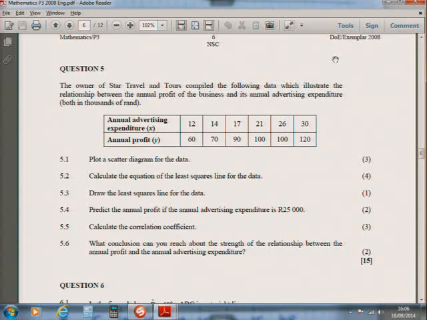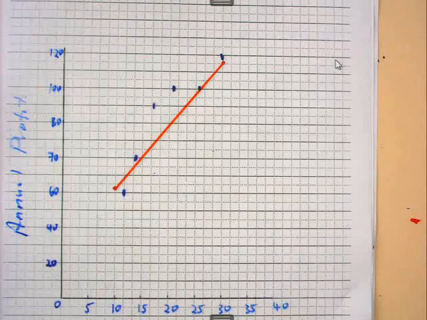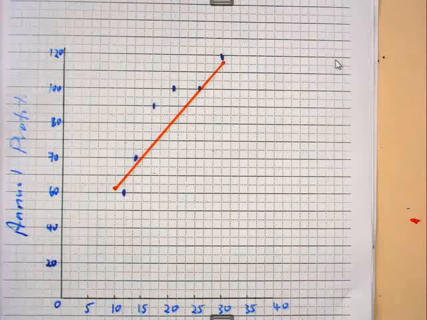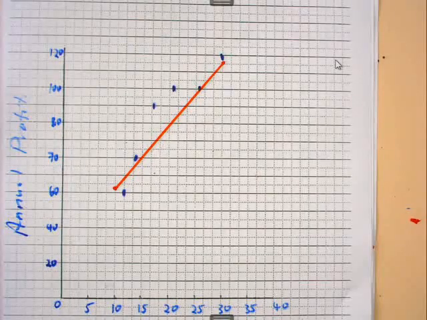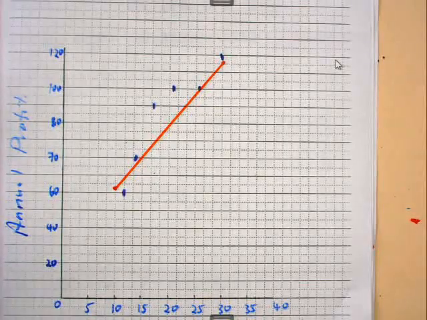The question now says, predict the annual profit if the annual advertising expenditure is 25,000. The expenditure now is 25,000. Right? 25,000. It means we go now to our equation here.